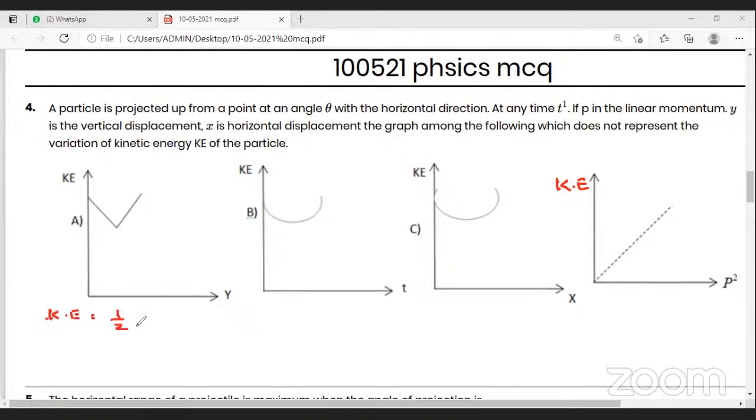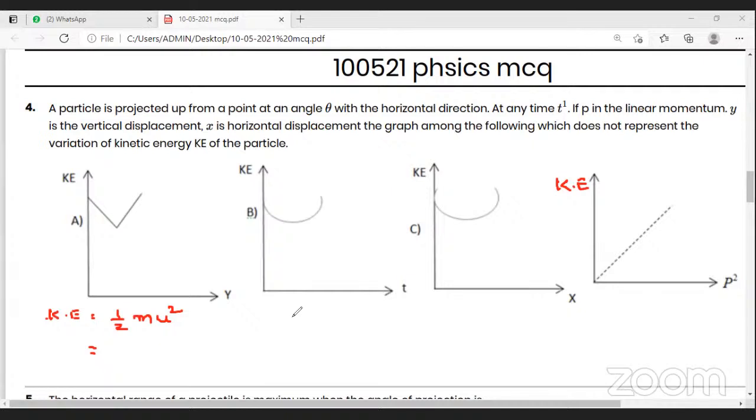Generally, kinetic energy k equals half m u square. But while the body is moving up, what will happen? Here definitely the vertical velocity will decrease. Horizontal velocity remains the same, but vertical velocity will decrease. So you can just mention the relation between kinetic energy and distance y.